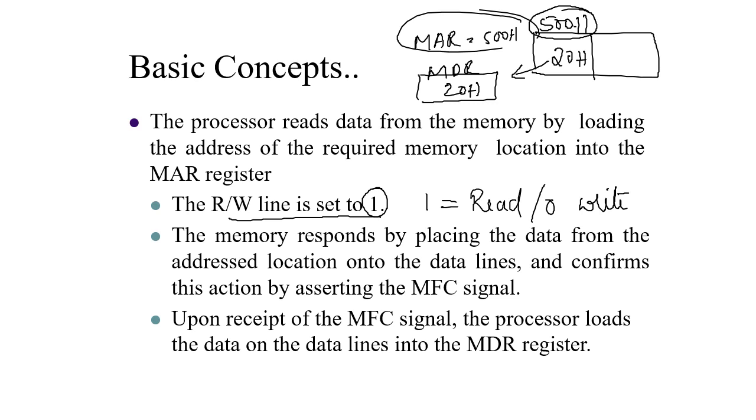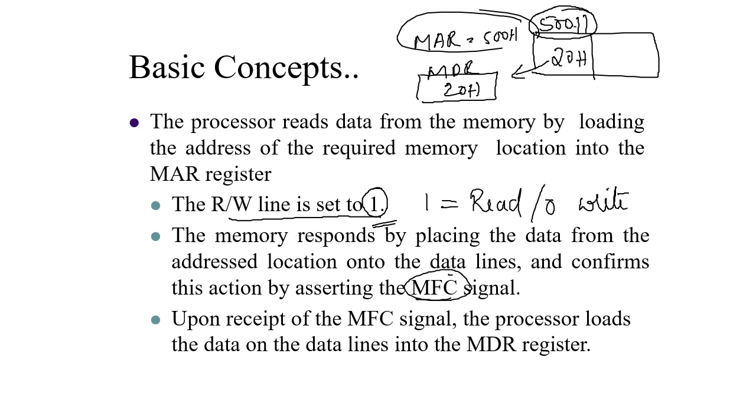So when the read write signal is set to 1, the memory responds by placing the data from the address location, that is the data that is present in MAR. Now MAR has 500H. Once the read write signal is set to 1, it indicates that the processor wants to read the data from the memory location 500H. So the memory responds by placing this 20H into the data lines, and confirms this action by asserting MFC, memory function complete.